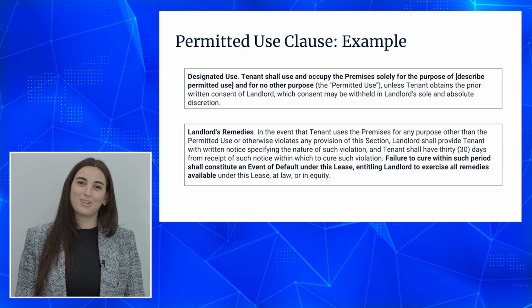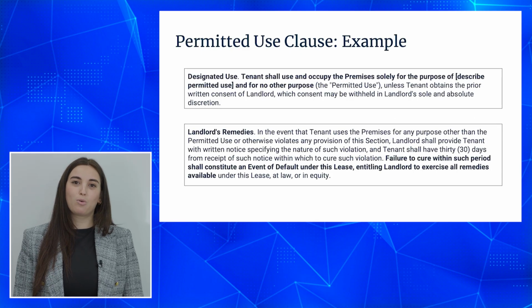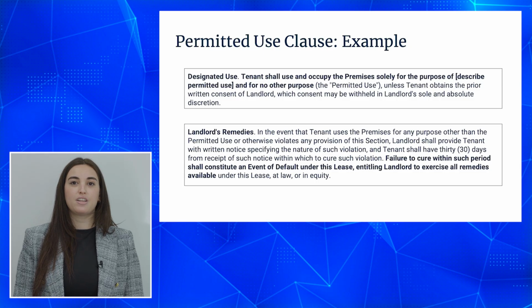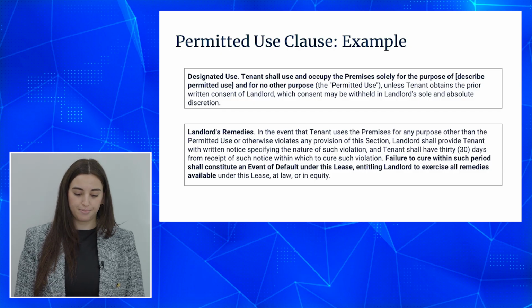Here we have a permitted use clause. The first part is a template for providing for a specific use, and the second part provides remedies that a landlord has available to it if a tenant uses the property in a way that is not specified.